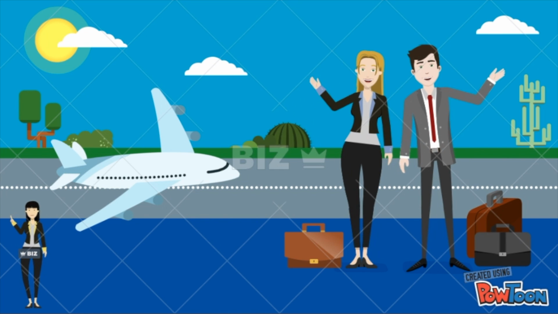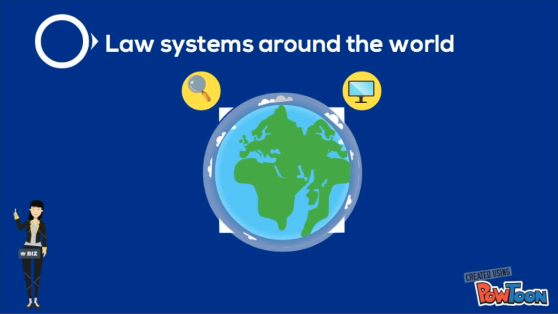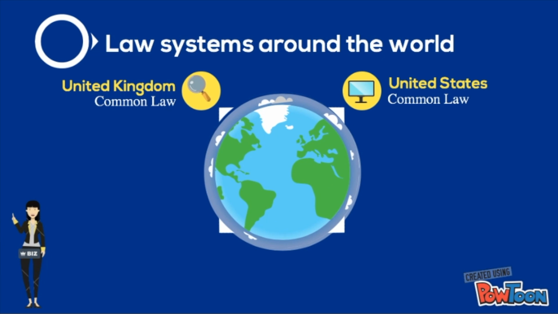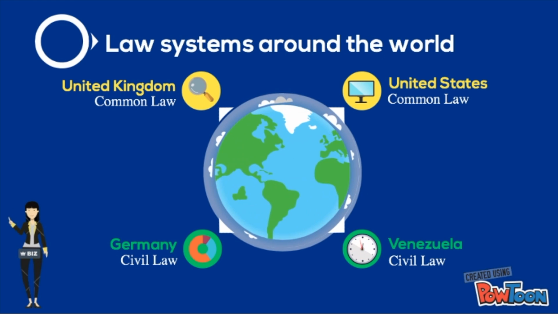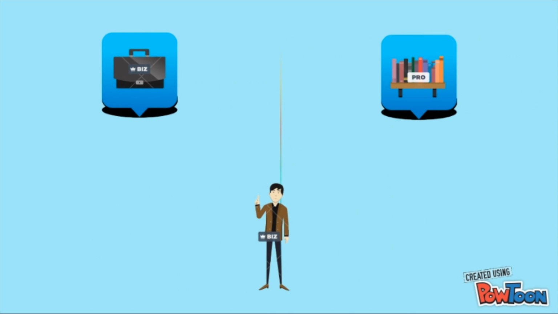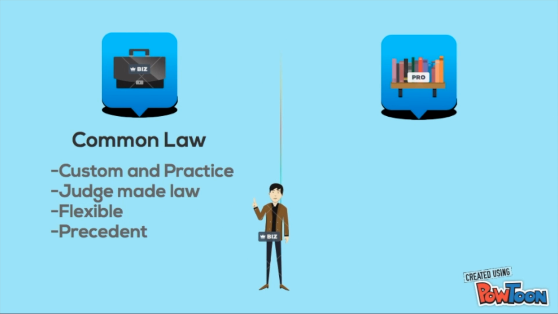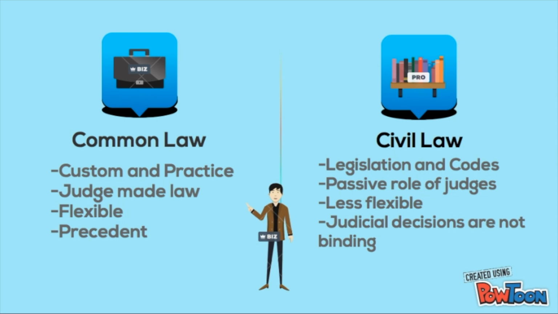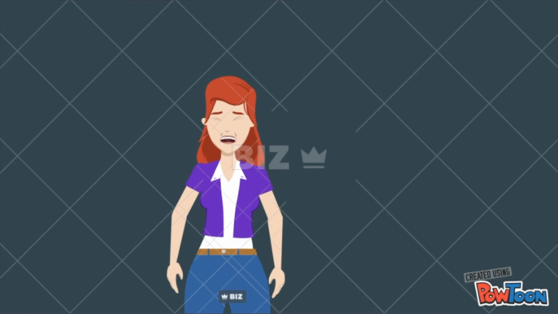If you take a trip around the world, you will realize that every country has its own system. For example, the UK and US have the common law system. Meanwhile, Germany and Venezuela have a civil law system. Common law is based in customs and practice. Judge-made law is important, which helps in the flexibility of the system, and its precedents are binding. In the civil law, there's more legislation. The use of judges is passive, so it's less flexible, and the judicial decisions are not binding.